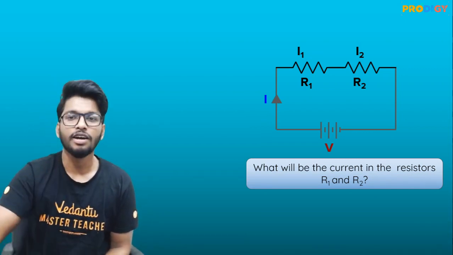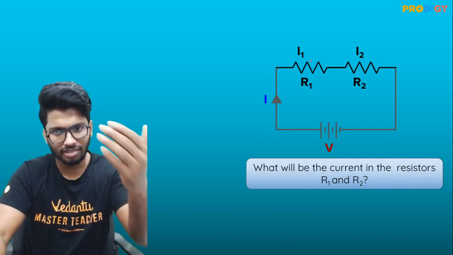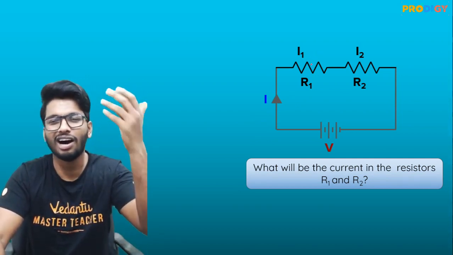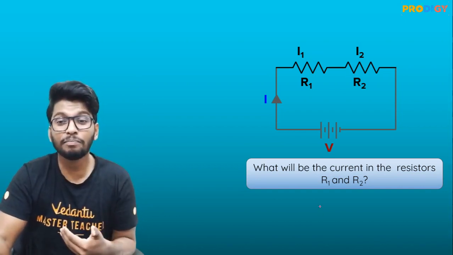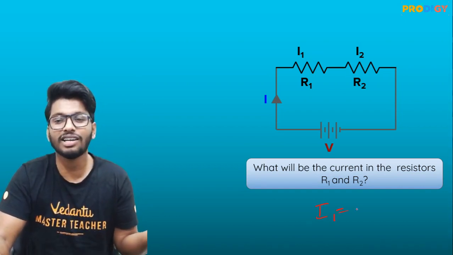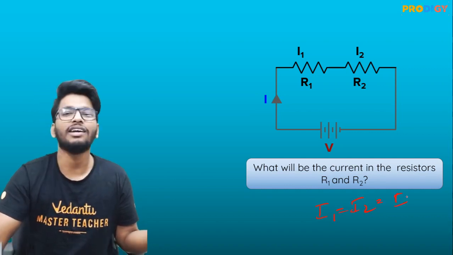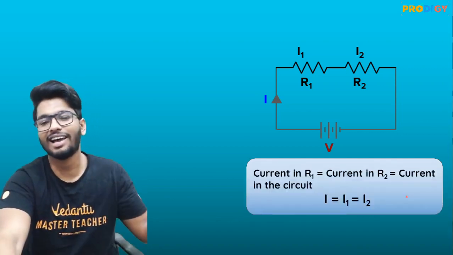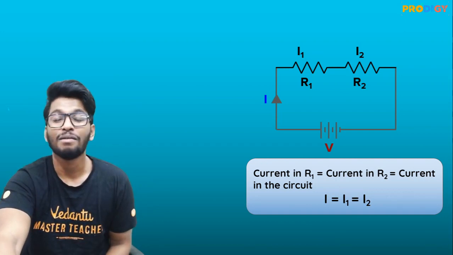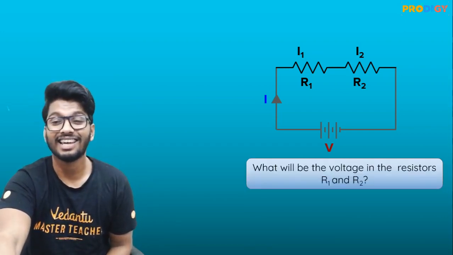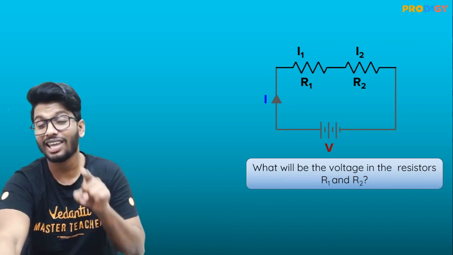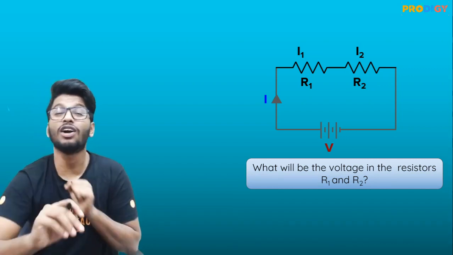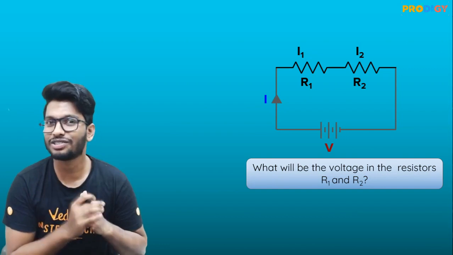Current remains the same. So let's say the current flowing through R1 is I1 and the current flowing through R2 is I2. Because it is the same, you can say that I1 is equal to I2, which is equal to I. So in place of I1 and I2, you can write it as I itself. Simple as that. But here's the thing, guys. Even though the current is the same, the voltage in the case of series connection is not going to be the same.